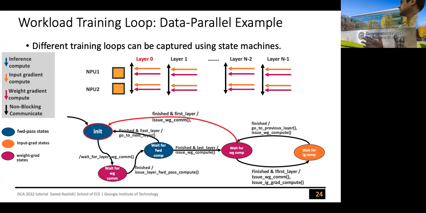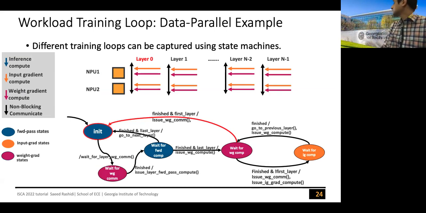I just want to emphasize that this is one way of implementing data parallel. It is all your choice to decide that, okay, I just want to issue all of the communication at the end. So you just change these state machines a little bit so that you accumulate all of the communications and issue them at the end of the back propagation. This is just one sample scenario and the default implementation of data parallel in ASTRA-sim, but you can change it based on your own needs.